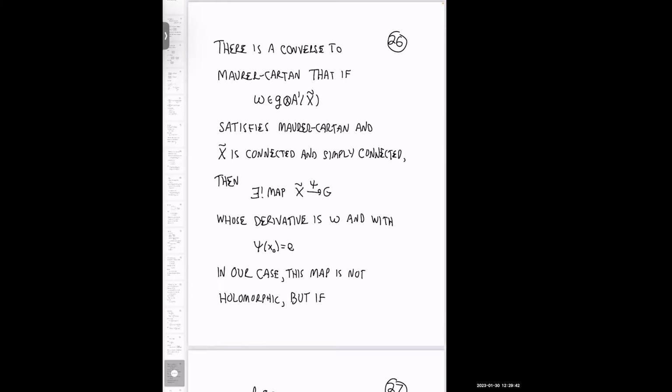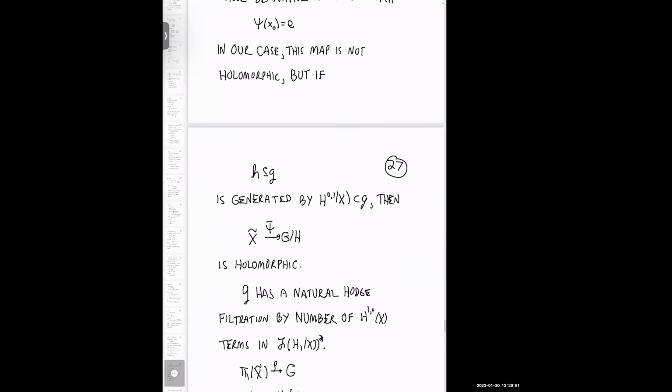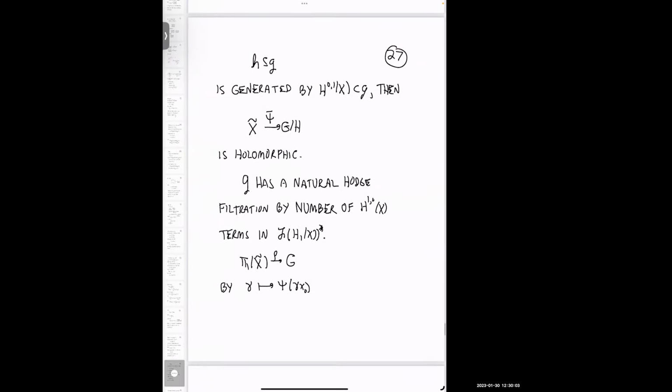and which takes your base point, whatever base point you've chosen, to E. And so in our case, this map is not holomorphic, but if there's a subgroup H associated to the 0, 1 forms in X, then X tilde maps to G mod H. And that is holomorphic. And now, G itself, of course, has a natural Hodge filtration by the number of H10 of X's terms that are in there.